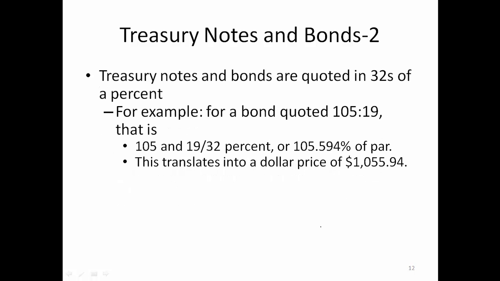Treasury notes and bonds are quoted in 32nds. So, for example, for a Treasury bond quoted 105 colon 19, that is 105 and 19 out of 32, or say 105.594% of the par. This translates into a dollar price of $1,055.94. So this is assuming a bond par value of $1,000.